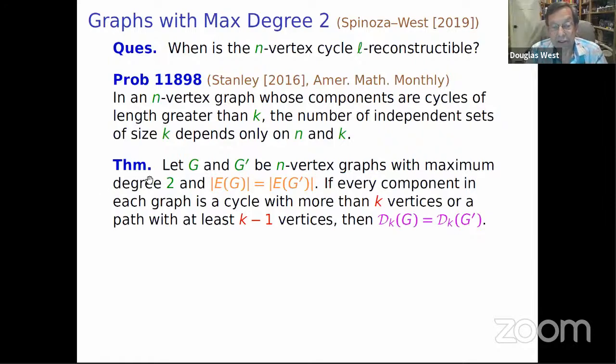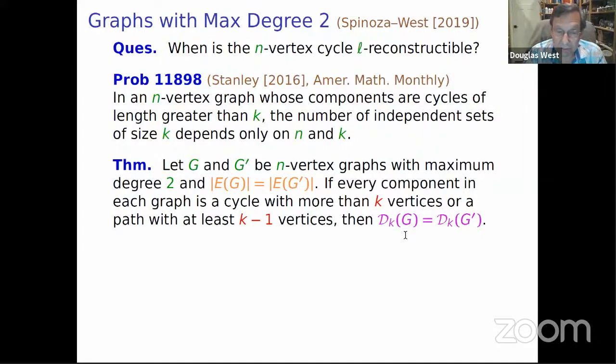rather than saying two regular, just maximum degree two, and the number of edges is the same, which just means that the number of components that are paths is the same in the two graphs, then if every component in each graph is a cycle with more than K vertices, like Stanley was saying, or a path with at least K minus one vertices, then the two graphs have the same K deck. Meaning the number of induced subgraphs with K vertices, not just the independent sets, but actually any induced subgraphs that you want to mention with K vertices, each of these two graphs would have the same number of them. That's what it means for the K deck to be the same.